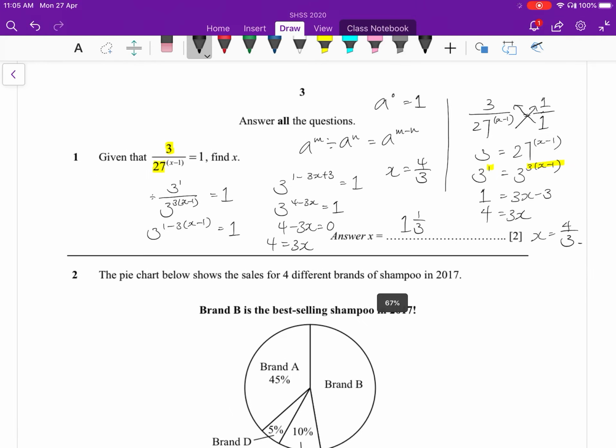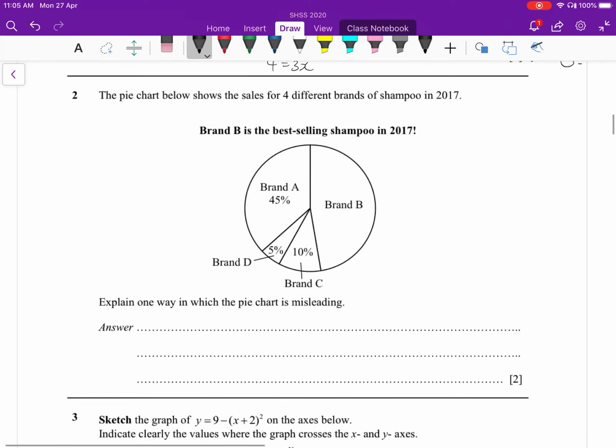Alright? If you don't know how to do this question, you can pause here for a while. If you still don't know, you can text me and ask me the questions. Alright? Now let's take a look at question number 2.